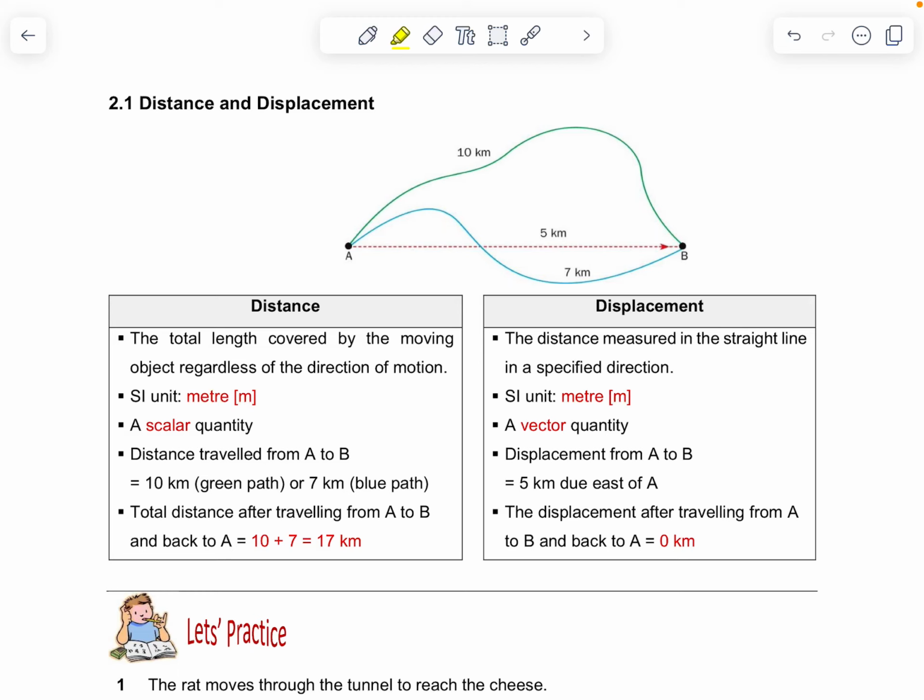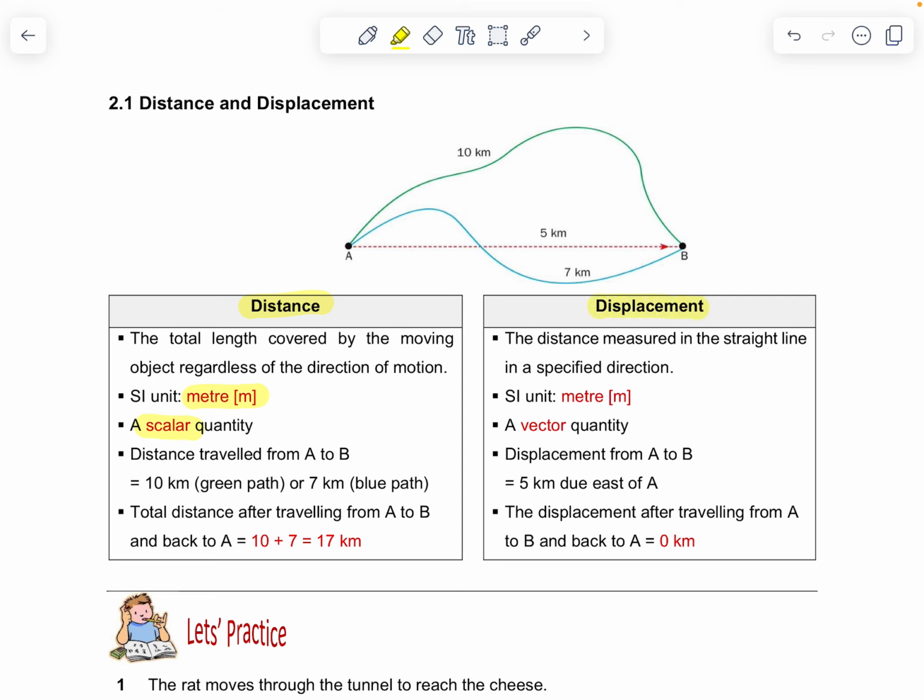Chapter 2, Kinematics. So distance is the total length covered by a moving object regardless of its direction of motion. The SI unit is meter. It is a scalar quantity, meaning it has magnitude but no direction.